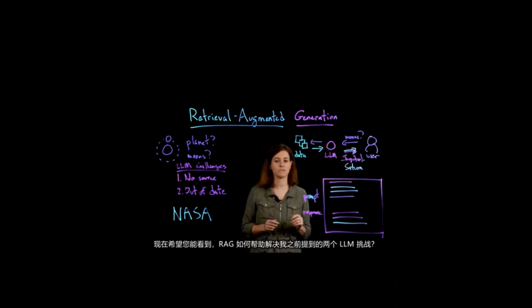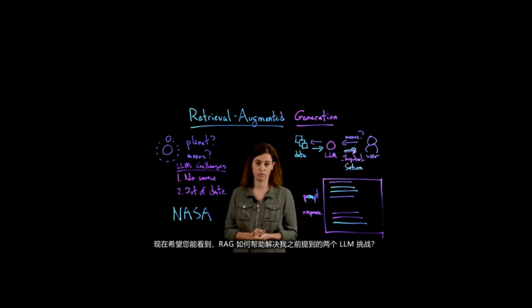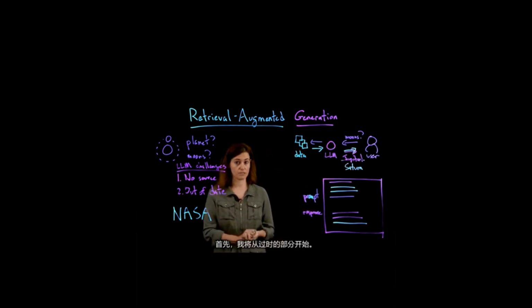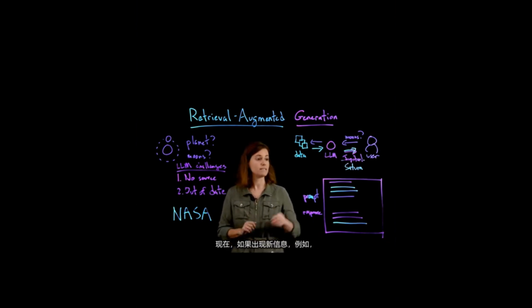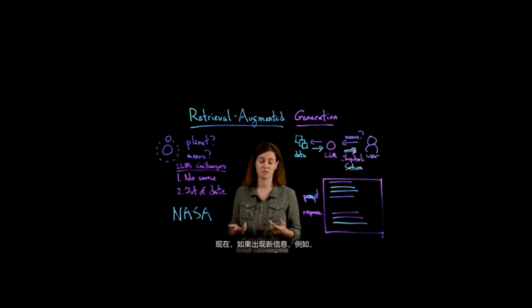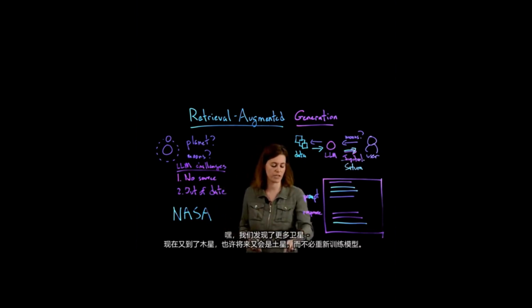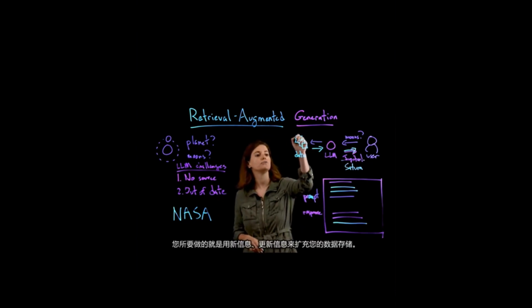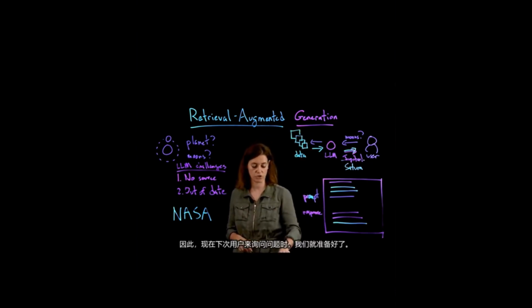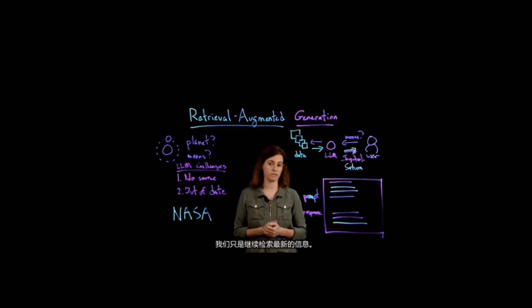So now hopefully you can see, how does RAG help the two LLM challenges that I had mentioned before? So first of all, I'll start with the out-of-date part. Now, instead of having to retrain your model if new information comes up, like, hey, we found some more moons. Now it's a Jupiter again, maybe it'll be Saturn again in the future. All you have to do is you augment your data store with new information, updated information. So now the next time that a user comes and asks the question, we're ready. We just go ahead and retrieve the most up-to-date information.